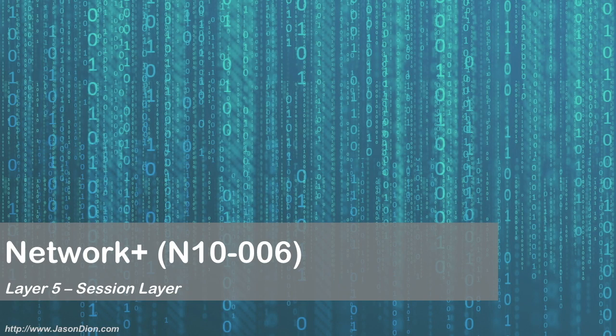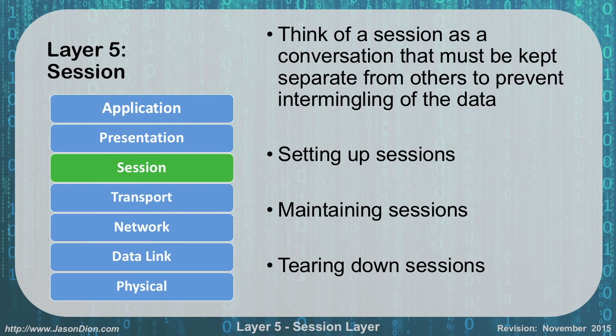Layer 5, session layer. So the session layer is the conversation that has to be kept separate from others to prevent the intermingling of data. So we set up these sessions so that when I'm talking to YouTube, for instance, it doesn't get mixed in with my talking to Facebook, right? And so I can keep those sessions separate even though they're all coming from the same computer or the same network. At the session layer, we're concerned with three major things.